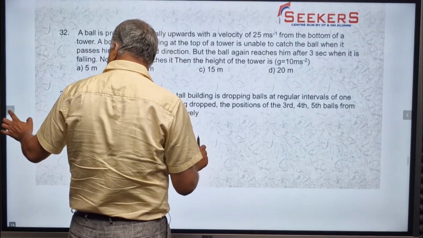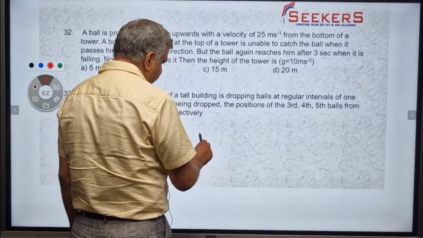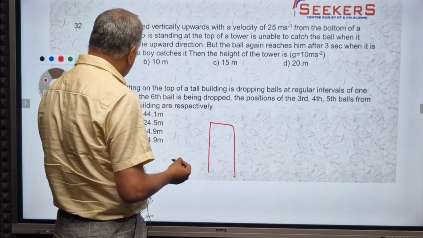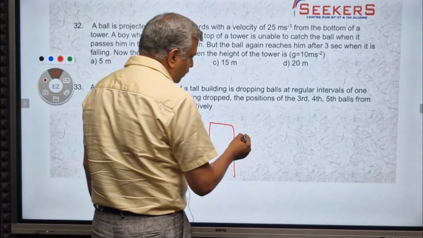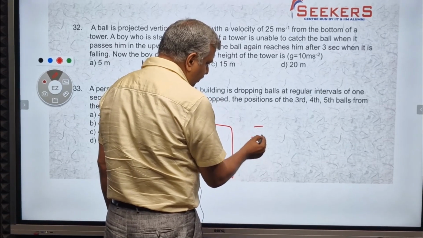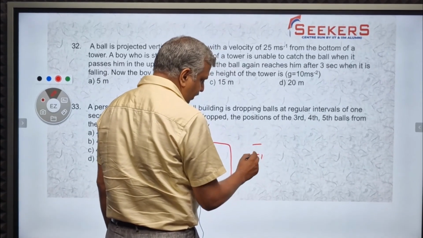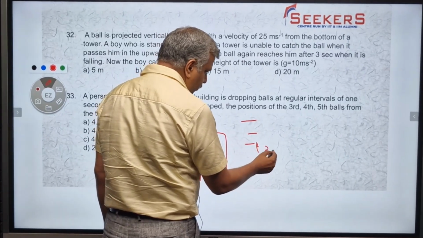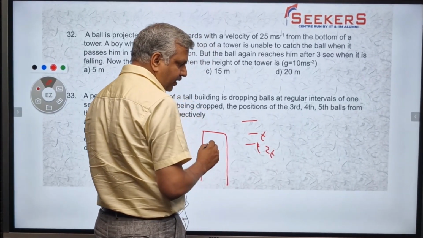So this is a tall building. From here they are dropping balls. When the second one is dropped, the first one has travelled for one time interval, whatever it is. When the third one is dropped, this has travelled for two time intervals, this has travelled for one time interval.